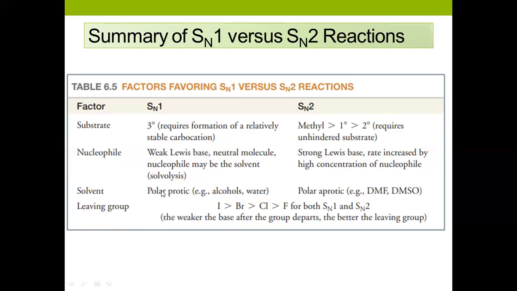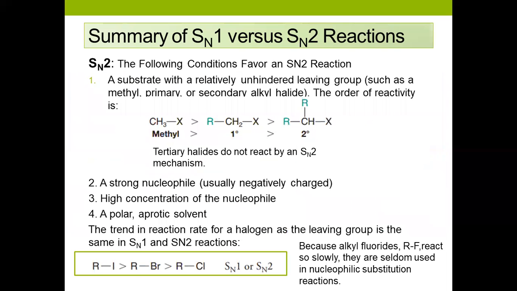For the leaving group, both the SN1 and the SN2 reactions favor the larger leaving group, the larger size of the leaving group. The weaker the base after the group departs, the better the leaving group. Again, the reason for the larger size of the leaving group ion when it leaves the substrate is polarization. The larger the size of the ion, the more stabilized it will be due to polarization.